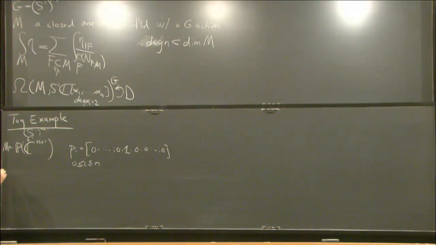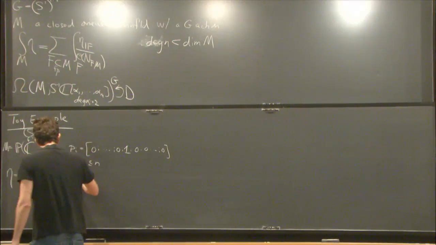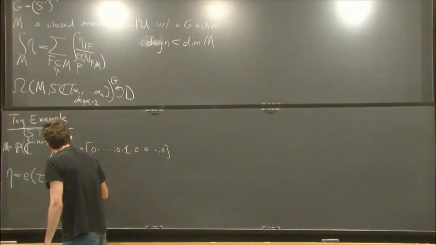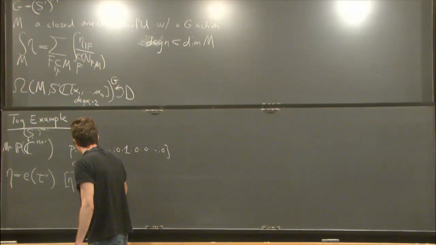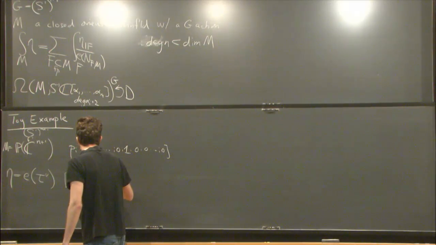And let's take as our eta the equivariant Euler class of the dual to the tautological line bundle. But you should really think of this as some form representing the equivariant hyperplane class, or an equivariant hyperplane class.